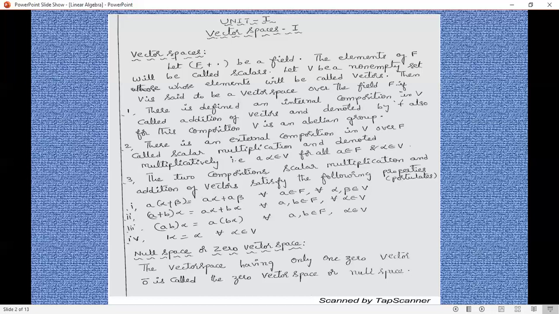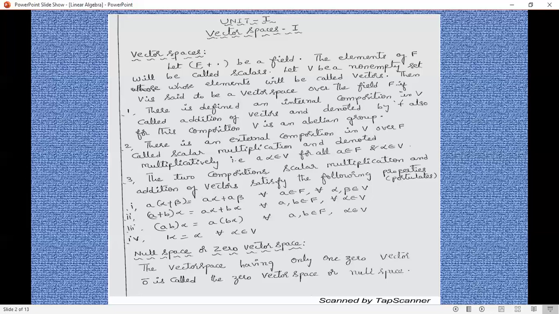So we are taking the scalars from F and the vectors from V. Then V(F) is said to be a vector space if it satisfies the internal operation plus, that is, (V, +) is an abelian group, and next, a alpha belongs to V for a belongs to F and alpha belongs to V, and third, it satisfies the following compositions of multiplication and addition of vectors, with the following properties.